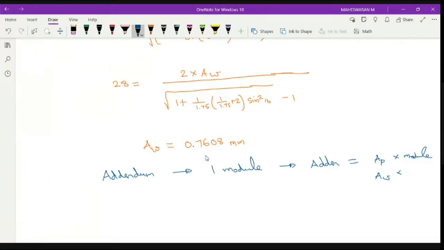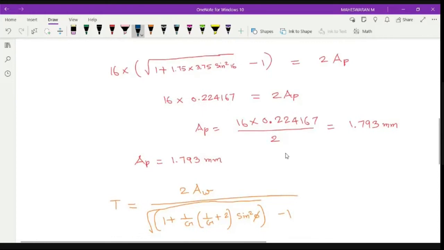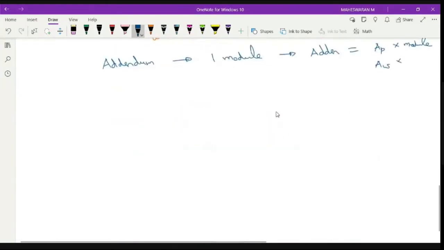To obtain the minimum number of teeth, you have to multiply with your module. If it is for one module, it is 1 to 1. If the module is 3, you have to multiply with 3. So it is like that. When you look here, you have two addendums. Let me consider the addendum for the pinion. The addendum for the pinion that we identified is AP, which is equal to 1.793.